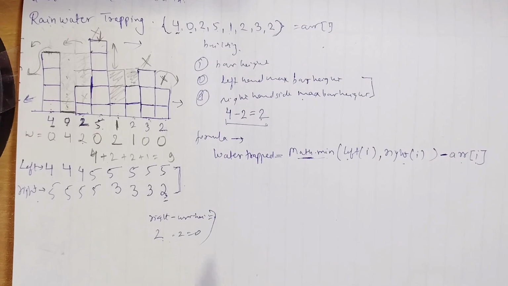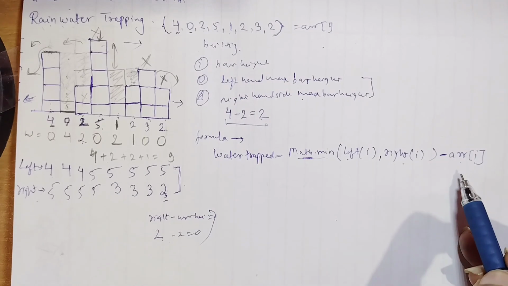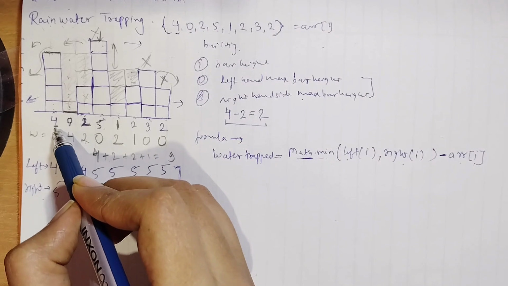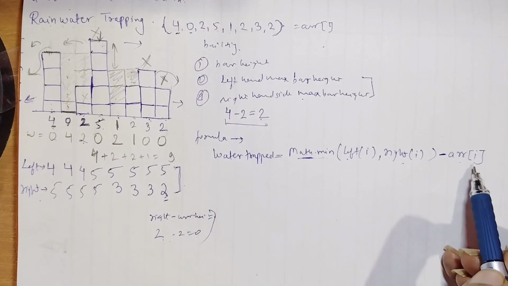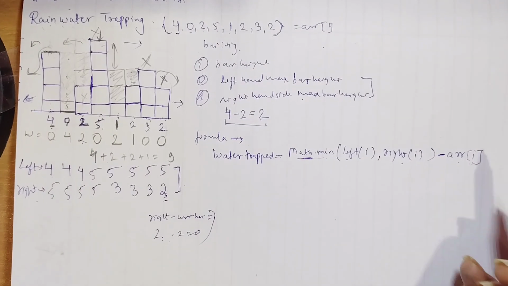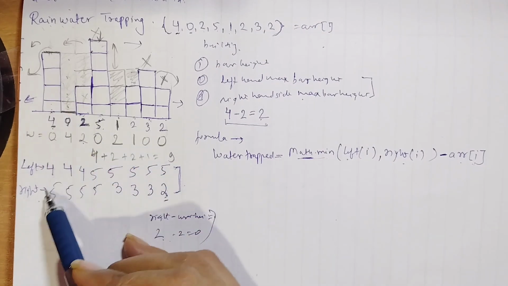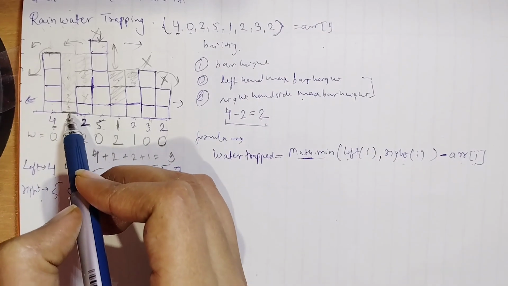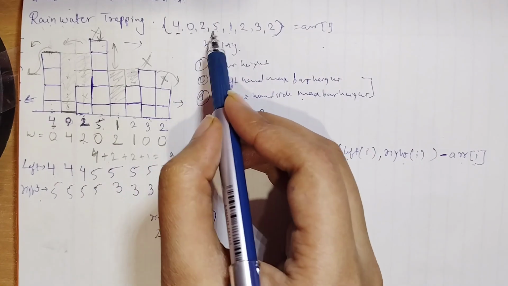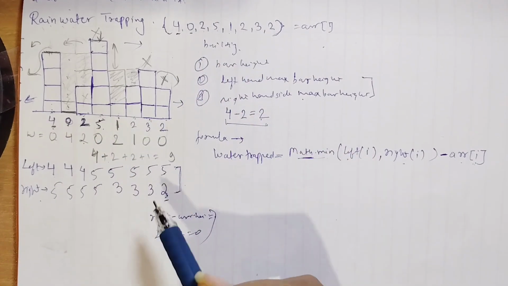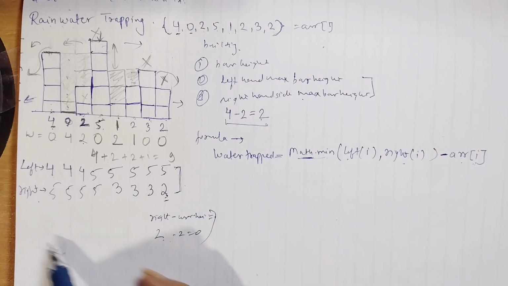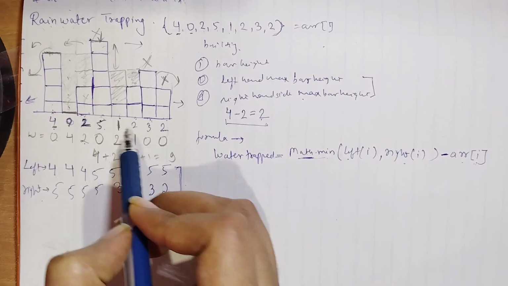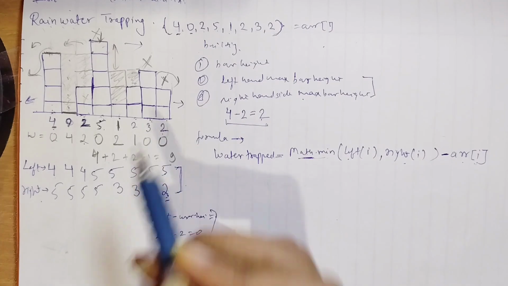So when the code editor starts running at the backend, array of i will be 4, because our first bar is 4, so its value will be 4. Then it will calculate its water value. Then array of i will update and its value will be 0. Then it will calculate our water height. Then again it will update and its value will be 2. Then its value will be 5, then 1, then 2, then 3, then 4.